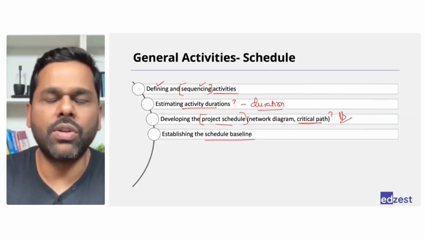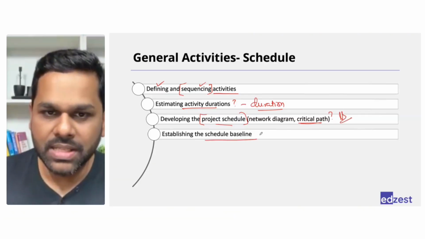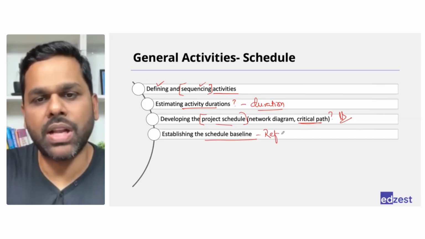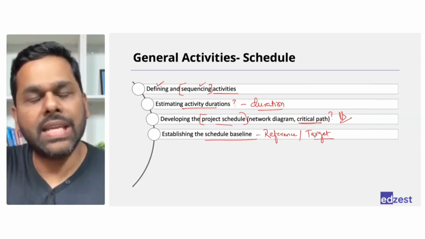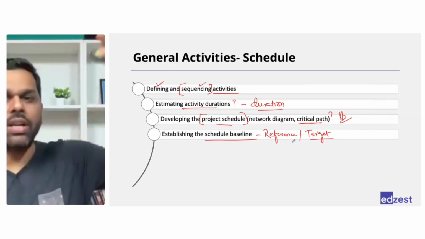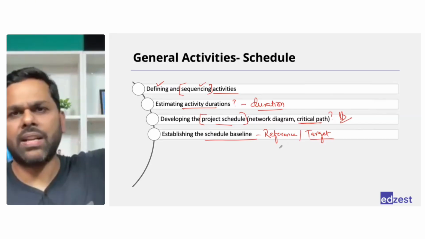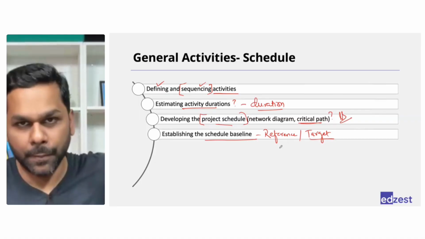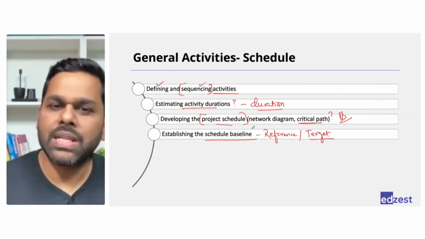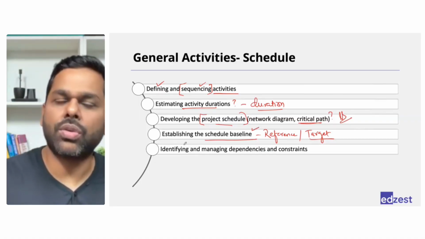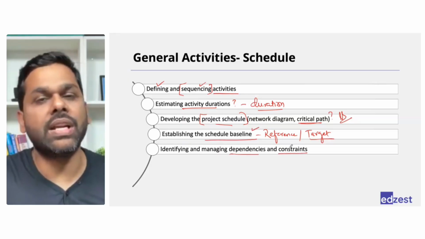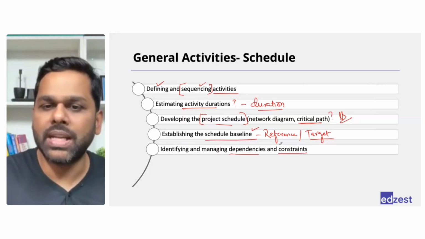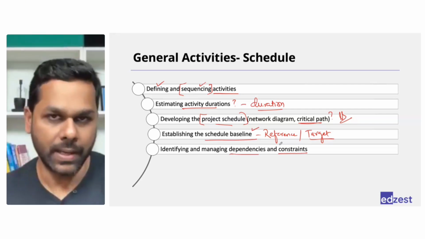It becomes your schedule baseline. Baseline means it's now a reference. It's now a target for me, that these are the timelines at which I need to deliver these work package items, deliverables, whatever we need to do. Right? Now, once your baseline is ready, you need to monitor throughout the project if there are any dependencies or constraints in progress and implement any corrective action that might be needed.